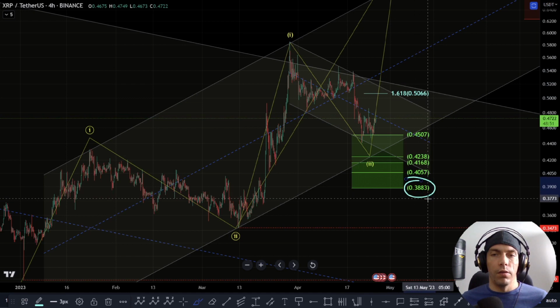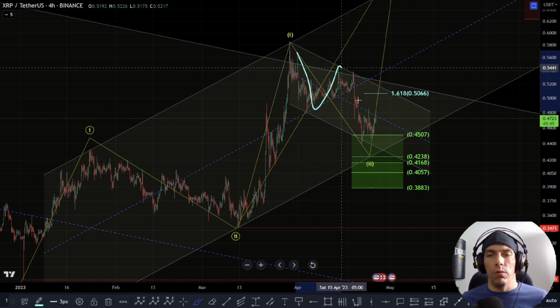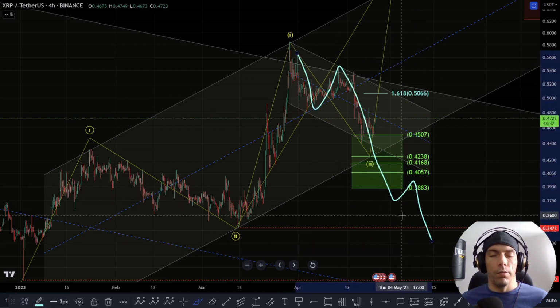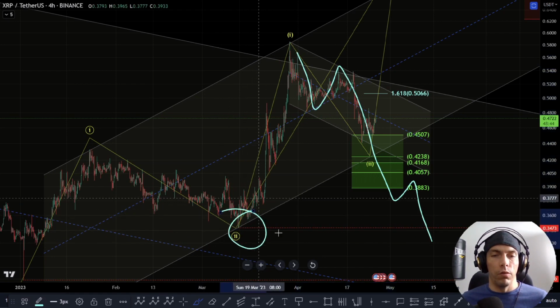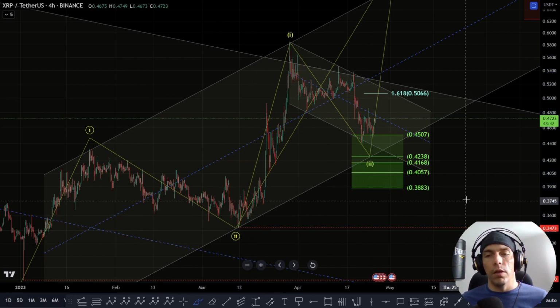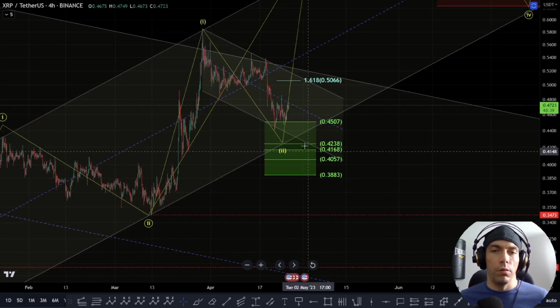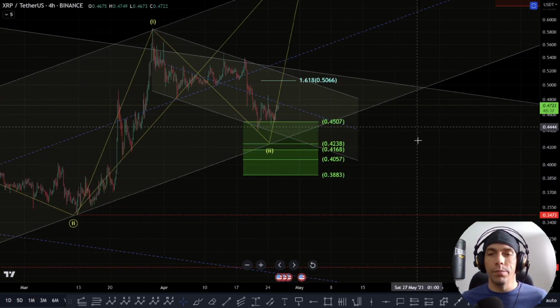Once we start to lose 786, it becomes more likely that this move to the downside is becoming a bigger 5-wave structure, and we are going to potentially lose these lows that are set here. So that's what we need to be careful of if we do continue to push to the downside here.